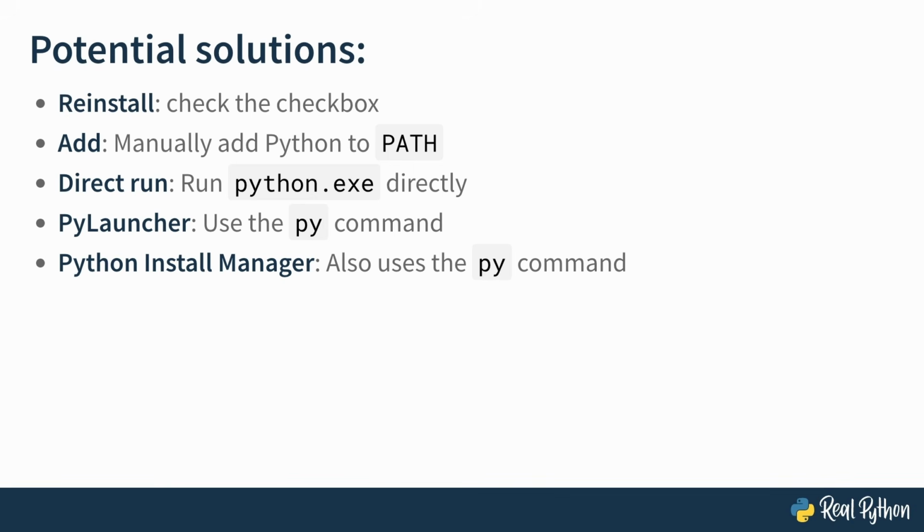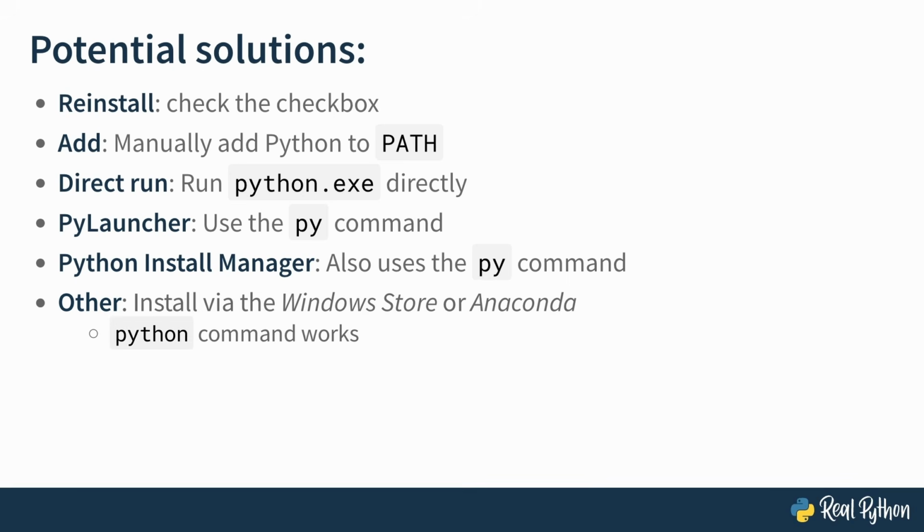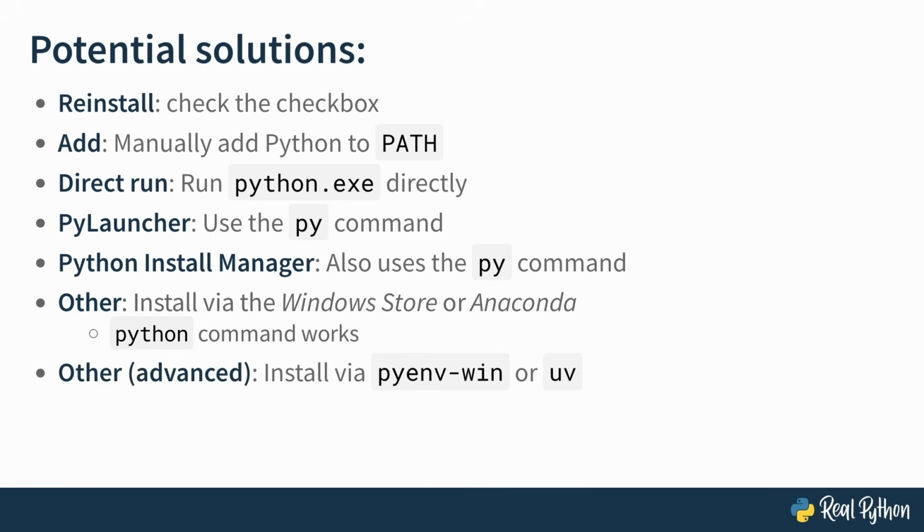Using the Python Install Manager, you can also create an alias so that the python command works, but there's a couple of additional steps. Some other options are downloading Python through the Windows Store or Anaconda. Those will give you the python command out of the box. And then some more advanced options are using pyenv for Windows or uv. These have more capabilities, but also require you to learn some other commands.